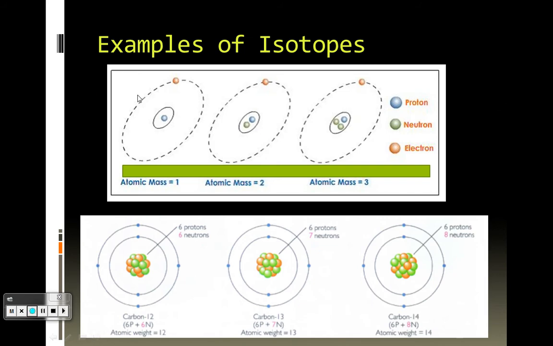Here's some examples again. Hydrogen has 1 proton in all cases, but it can have 3 different isotopes. The first type of isotope of hydrogen, which is most common, doesn't have any neutrons. The second type has 1 neutron, and the third type has 2 neutrons and still only 1 proton. Carbon has 3 naturally occurring isotopes, all of them with 6 protons, but one has 6 neutrons, the most common, one has 7 neutrons, and one has 8 neutrons, which is a radioactive form of carbon. We'll talk more about radioactivity later.